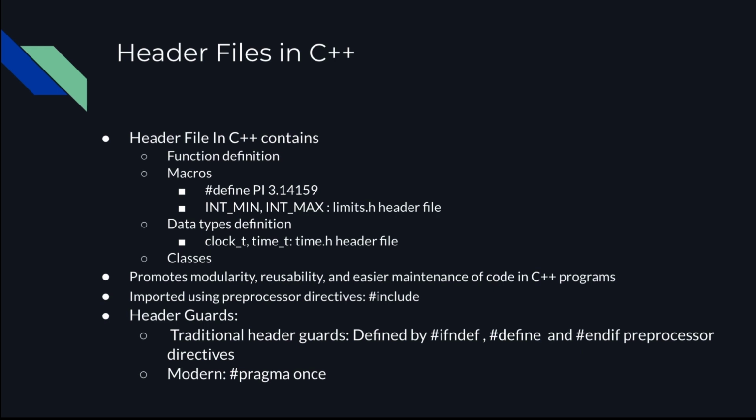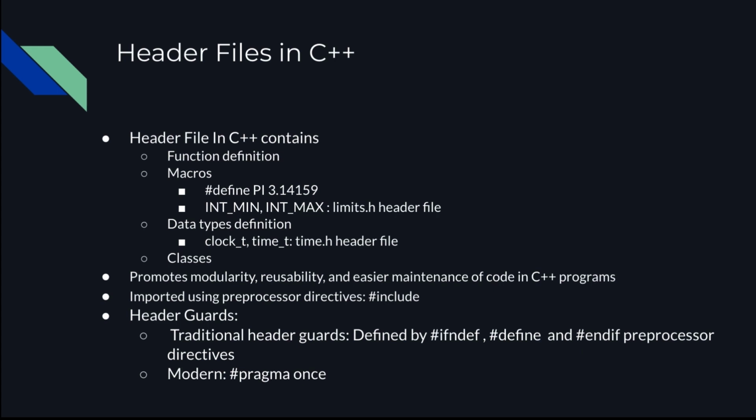Header files contain macros. Macros are for values which are repeatedly used in our program, and they are defined by the #define preprocessor directive. Whenever the compiler sees a macro, it replaces it with the value contained in it. For example, here we have defined one macro using the #define directive, and we have named it pi, and its value is 3.14159. The compiler will replace every occurrence of pi in the code with this value during preprocessing.